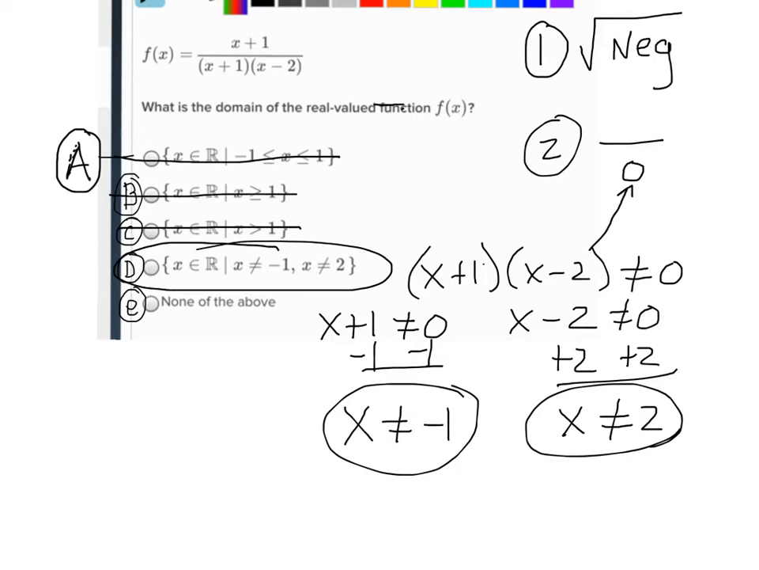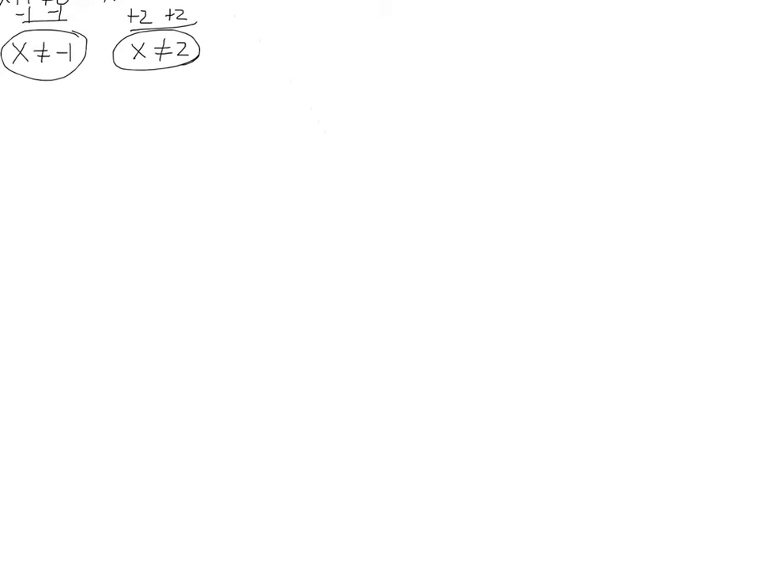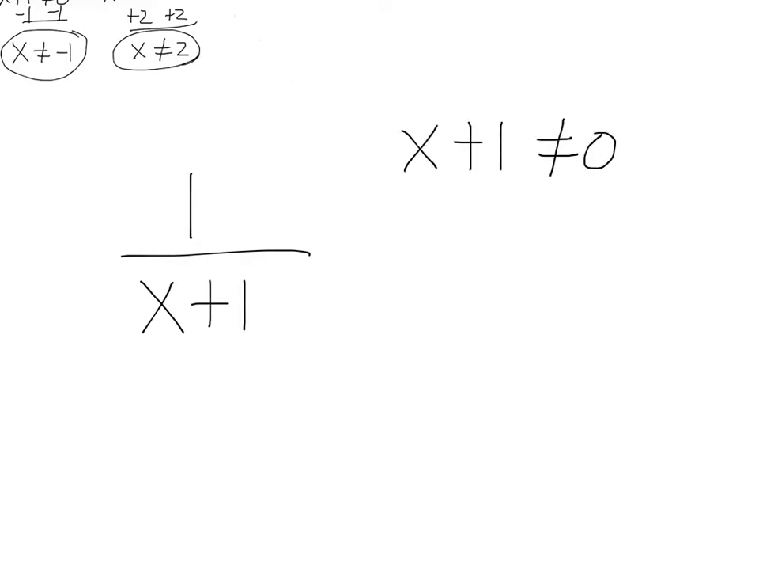Now, let's talk about this. If we have a function like this, 1 over x plus 1, our restriction is based on the fact that there is a fraction here, right? And we can't have a 0 in the fraction. So anytime you have a denominator, you just take what's in the denominator, x plus 1, and say that it cannot equal 0.